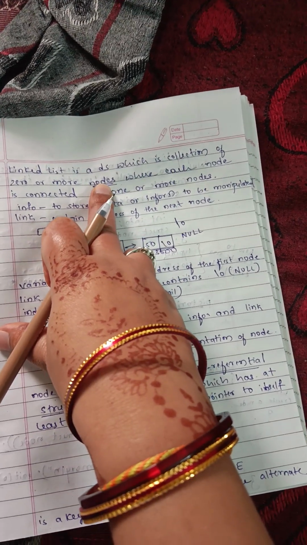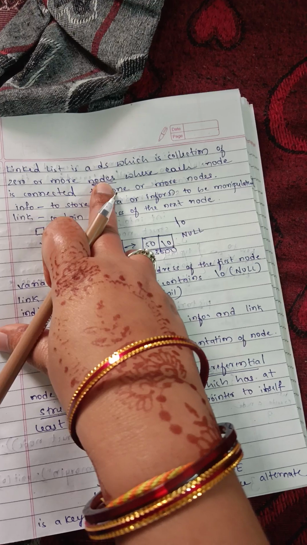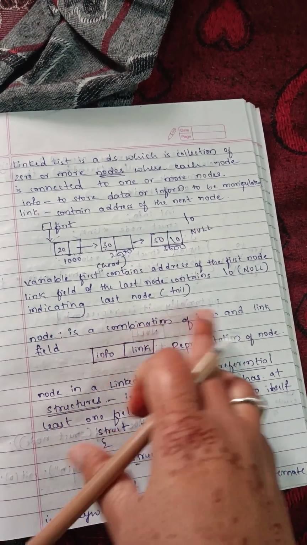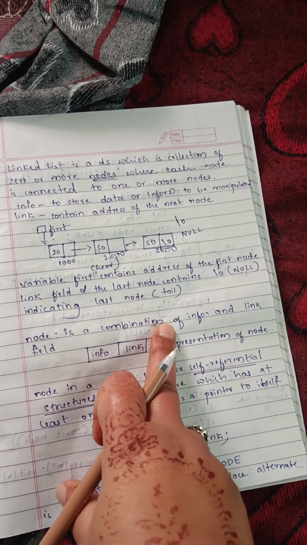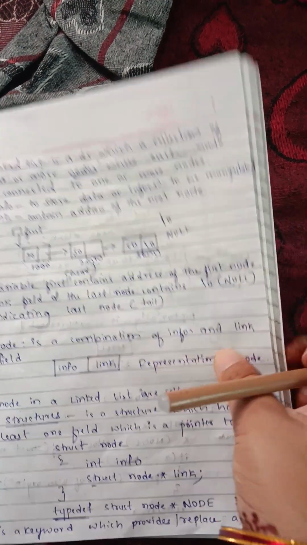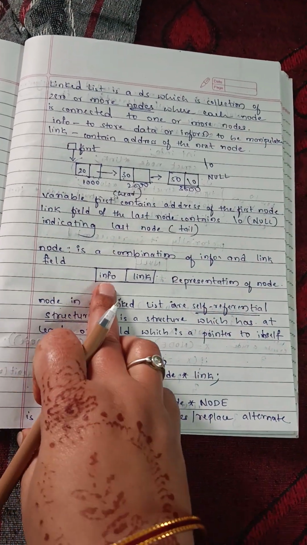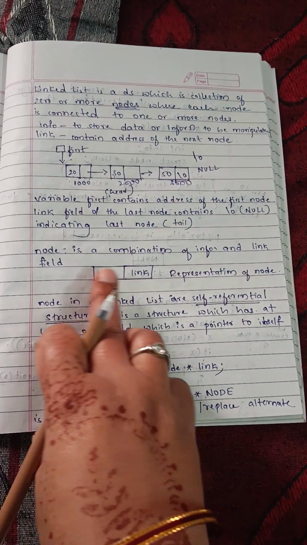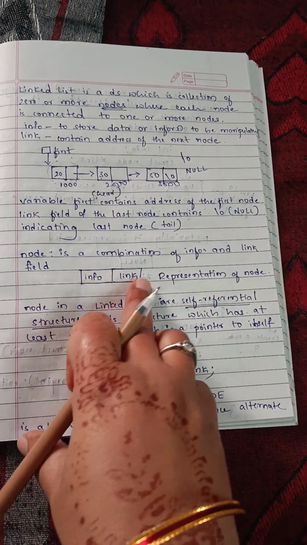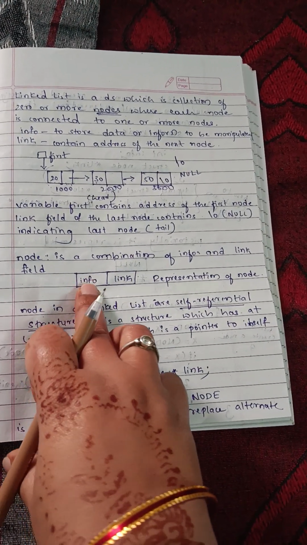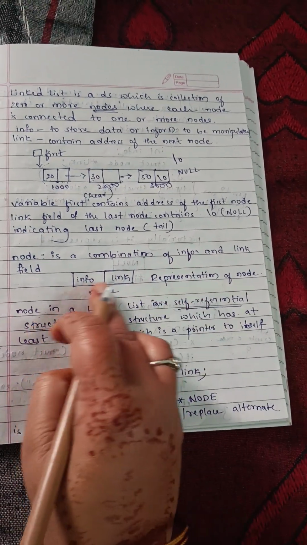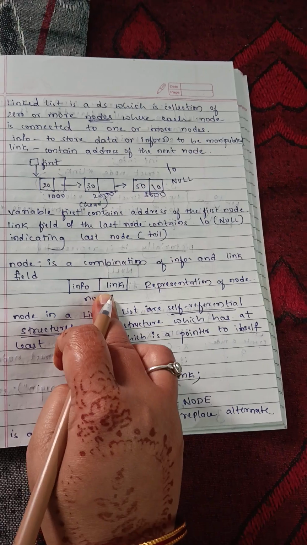Next, what is the definition of the node? Sometimes they may ask, define node. Then a node is a combination of the info and the link field. Info consists of information and link consists of the address of the next node. They may also ask how you will represent a node. The node is represented with the help of the info and the link field. This is nothing but your node. This is the representation of the node.